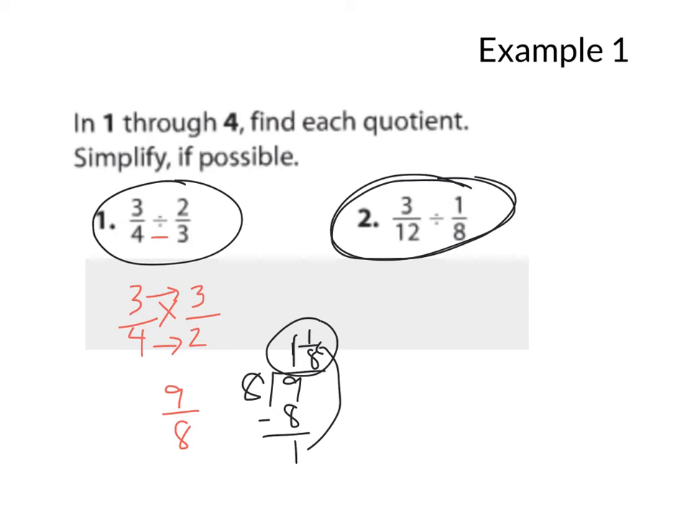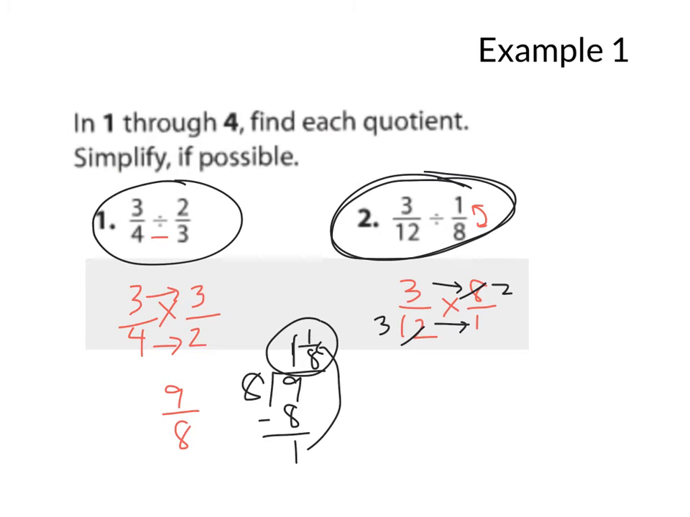Problem number 2. We know that we're going to rewrite this problem as a multiplication problem. 3/12 divided, all right, we're going to change that to multiplication by its reciprocal, 8 wholes. See, we flipped these two numbers. Now I'm looking, can I simplify any of these? Oh, I see that 12 and 8, they're even. I know I can divide them by 2. Can I divide them by a bigger number? I can divide them by 4. So when I divide 8 by 4, I get 2. When I divide 12 by 4, I get 3. Now I can multiply straight across.